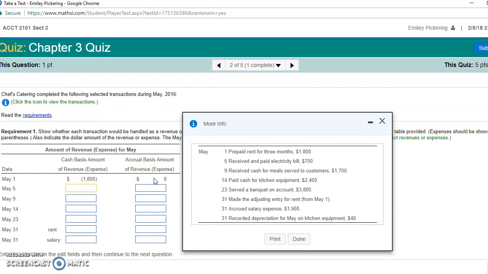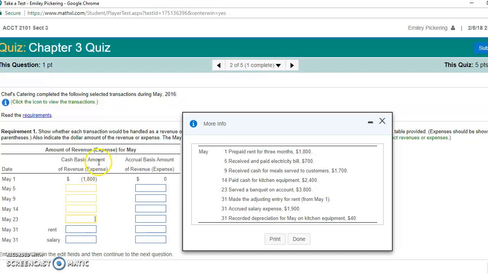The same actually happens here with our accrual basis because we received the utility bill and paid it at the same time. Now, here on May 9th, we received cash for meals served to customers. So we received the cash at the same time that we earned that revenue. So cash and accrual would be the same. The 14th, we paid for kitchen equipment. So we paid for kitchen equipment at the same time we received it. So that would be the same. May 23rd, we served a banquet on account. So this is going to be different.